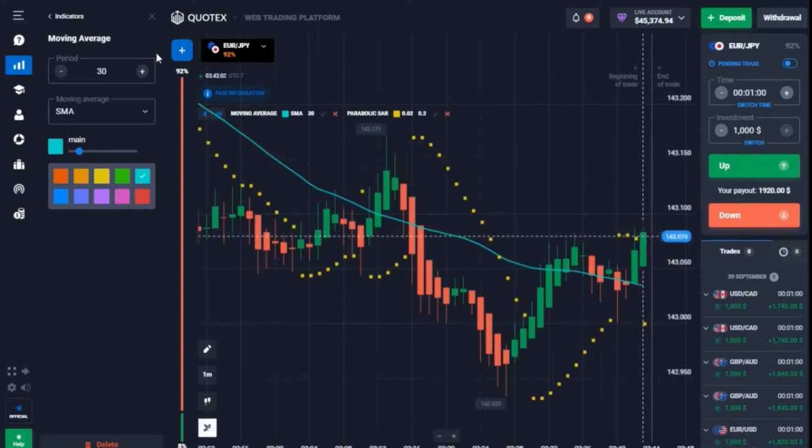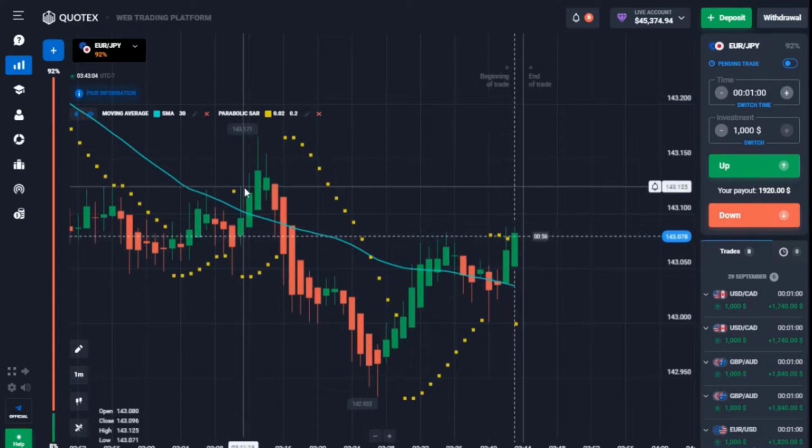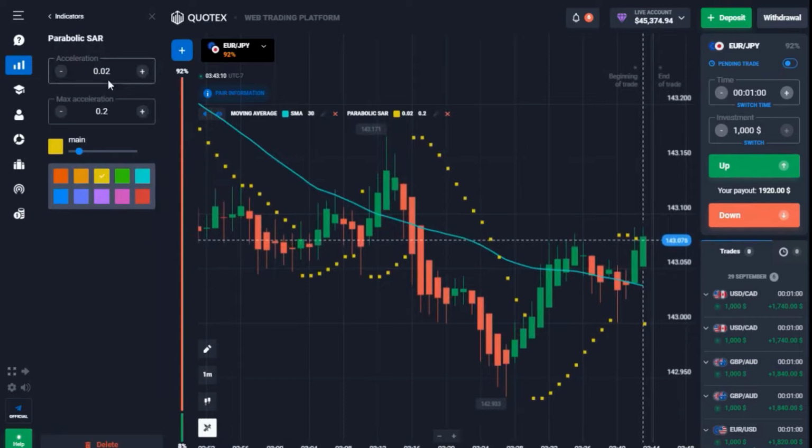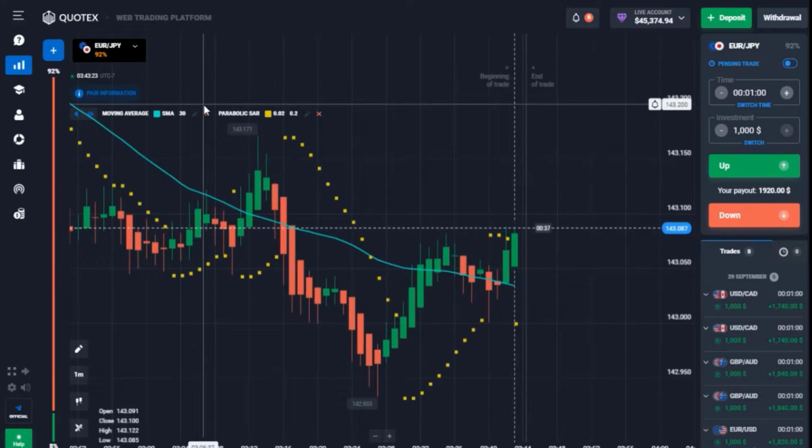The second indicator I'm using is called parabolic SAR with a step of 0.02. The maximum acceleration here is 0.2. This is actually the default setting. I'm using the yellow color here, and of course I take the line here as well. So that's pretty much all about the settings of the indicators.